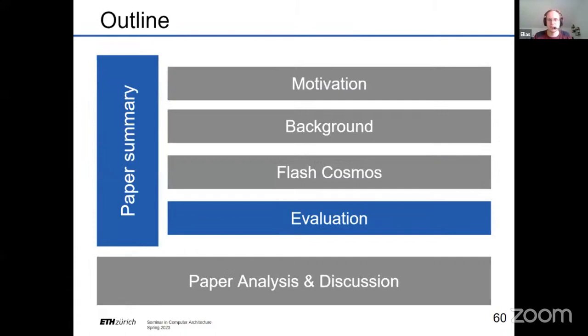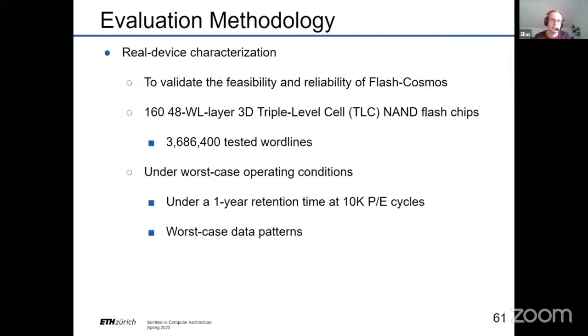So let's talk a bit about the evaluation they've done in the paper. For their methodology, they did quite extensive real device characterization to validate the feasibility and reliability of Flash-Cosmos. They tested 160 TLC NAND chips. And important to know, they tested everything under worst-case operating conditions. I'm not sure if you're aware, but flash cells also have retention times like DRAM cells, but much longer. Here they assumed a 1 year retention time, and they had already done 10K program and erase cycles on the cells. These program and erase cycles are a metric of how old a chip is and how much wear and tear has been done to it. Yes, and they used worst-case data patterns.